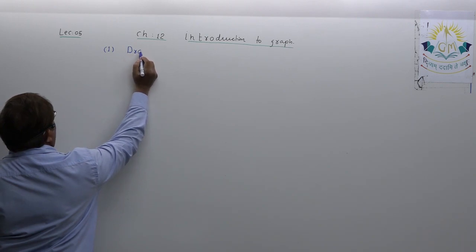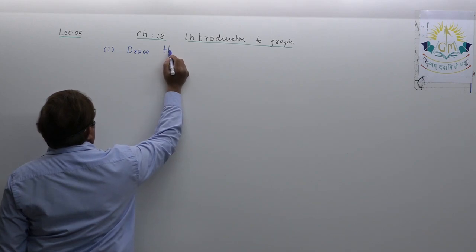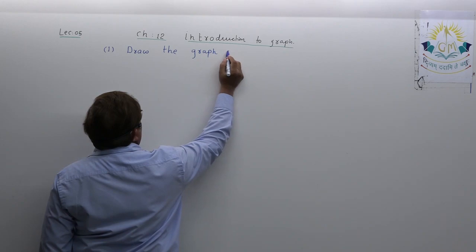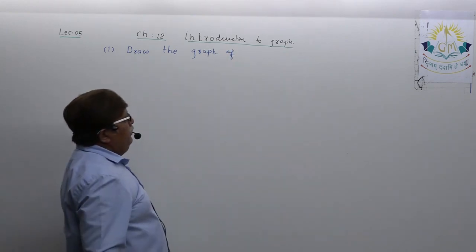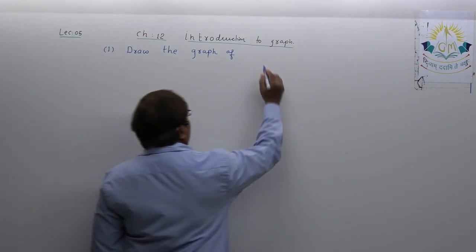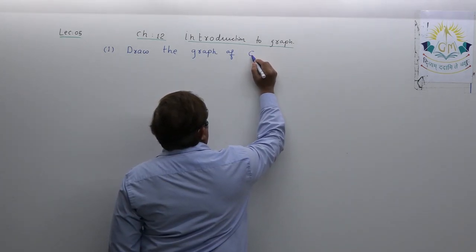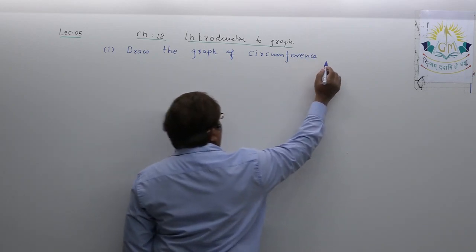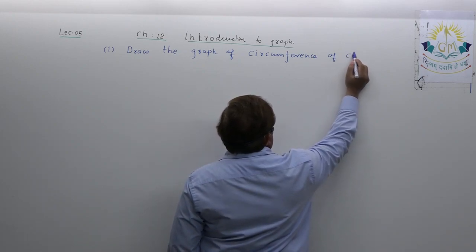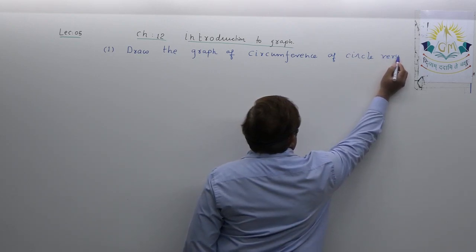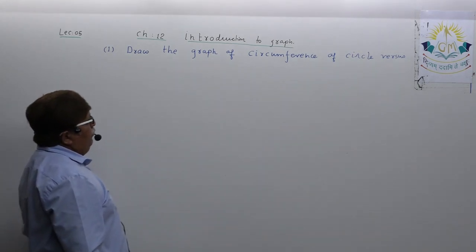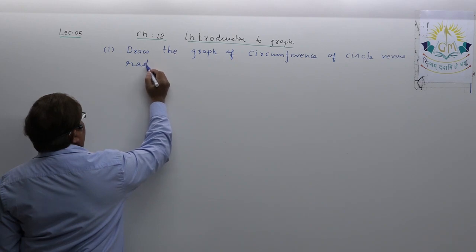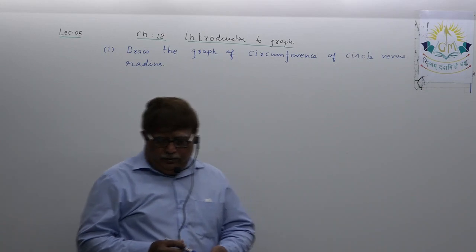Draw the graph of circumference of a circle versus radius. Okay, this is the given data.